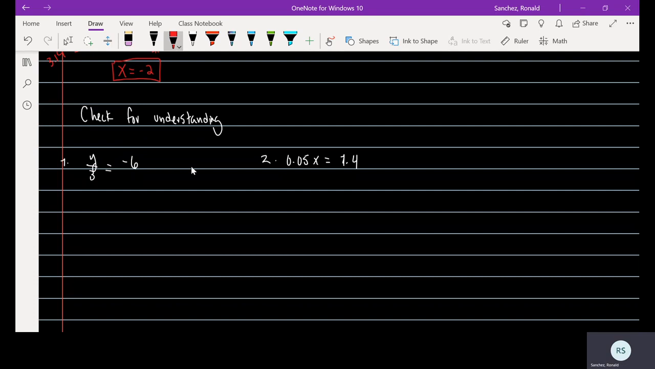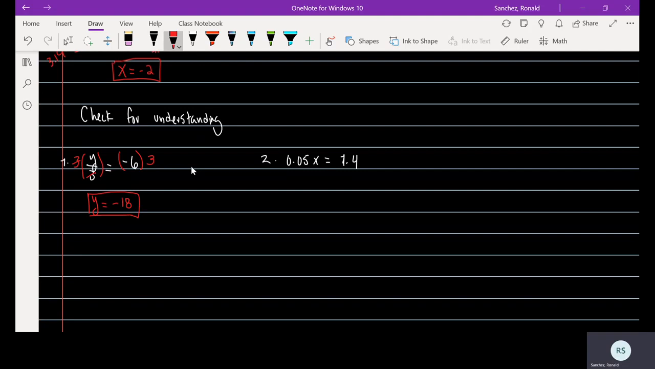Okay, here I have y divided by 3 equals negative 6. We know that the opposite of dividing by 3 will be to multiply by 3. So I'm going to multiply by 3 on both sides. And that will leave me with the 3's on the left side cancel out, or they simplify to 1. 1 times y is just y. And I'm left with negative 6 times 3. Negative 6 times 3 is negative 18. And that is my answer.